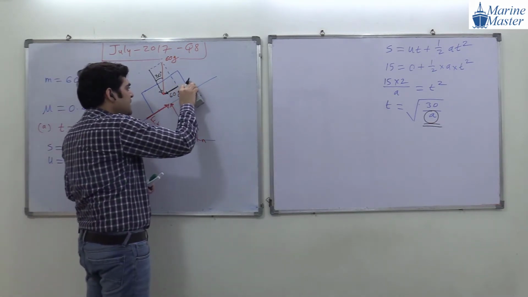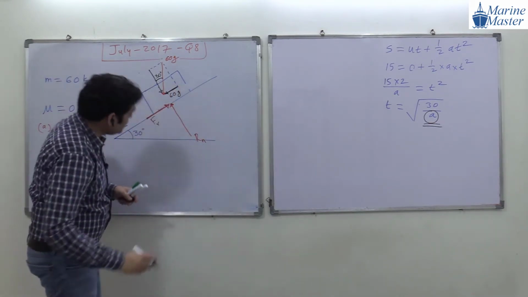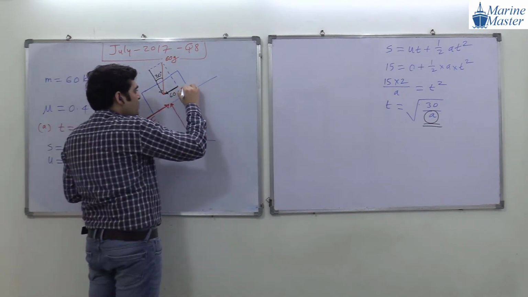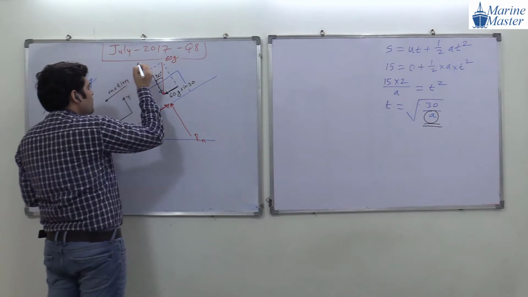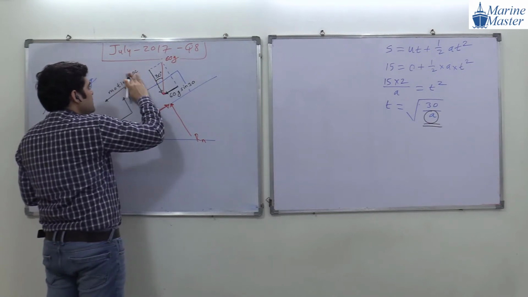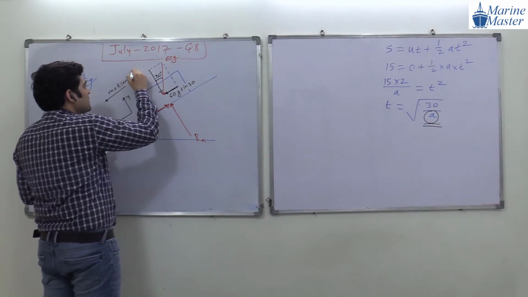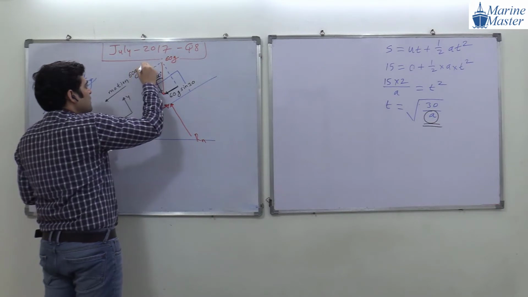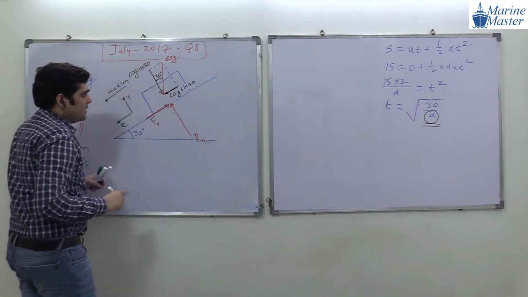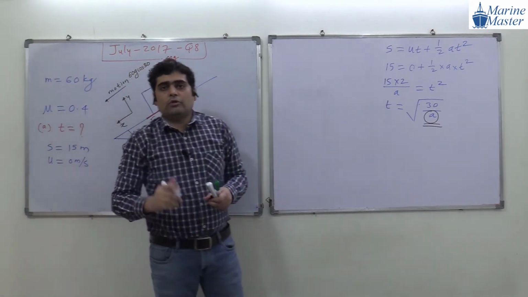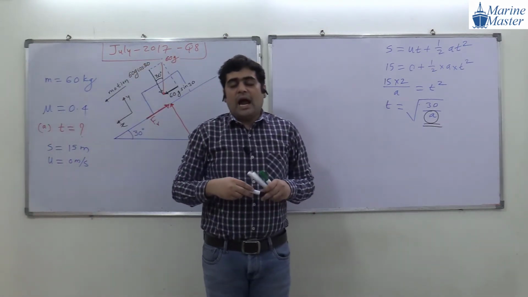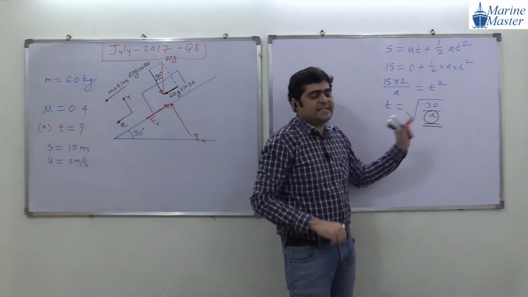So guys, please be attentive with such things. So this component will become 60g sine 30, and this component will be 60g cos 30. Okay. Now what is our target? What do we have to find out? We have to find out time. And for time, what do we need? We need the acceleration, guys.